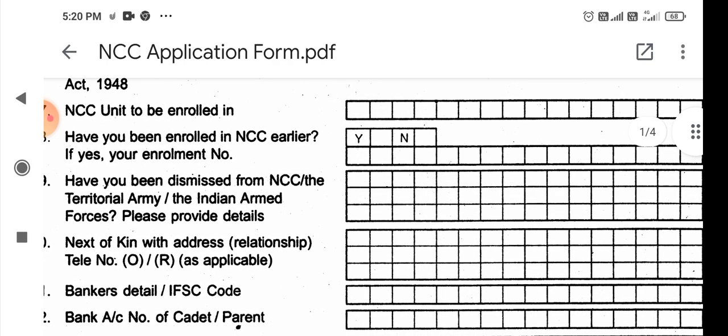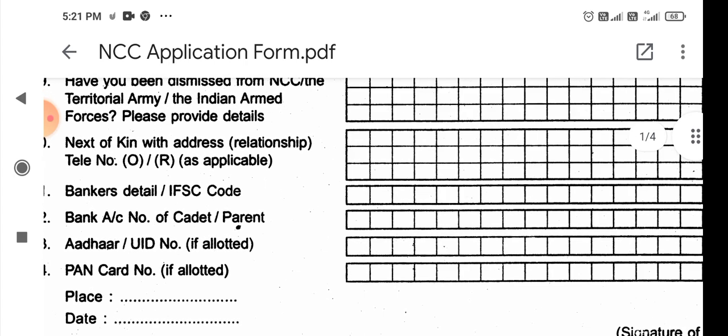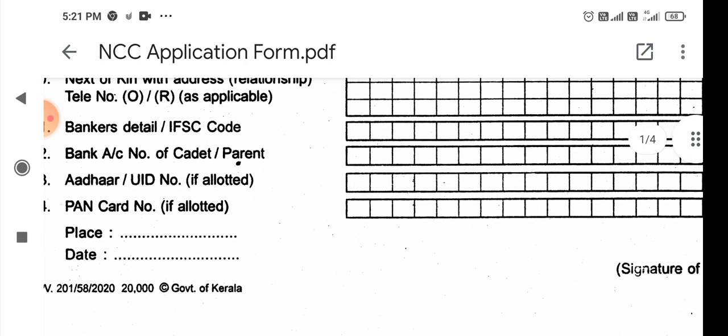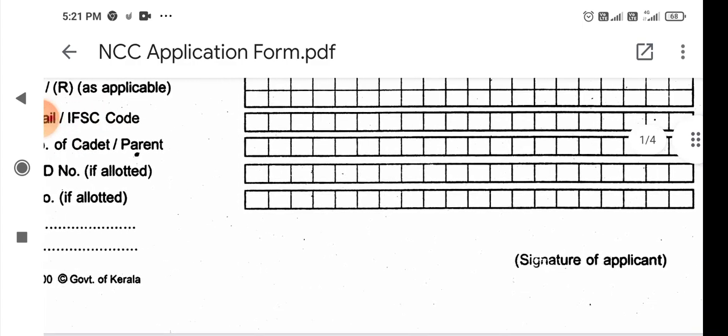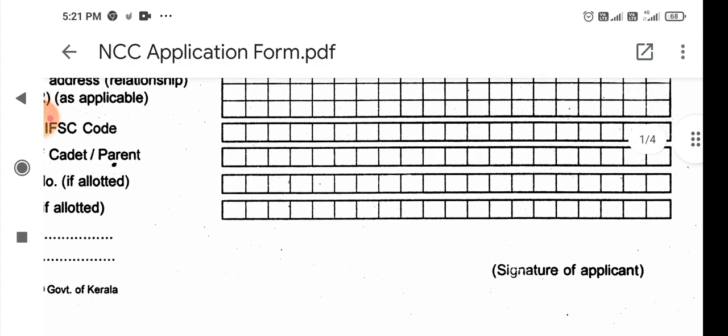Next one is, have you been dismissed from NCC, the Territorial Army, the Indian Armed Forces, etc. That's very important. Then next of kin with address and relationship is very important. Then your bank account details with IFSC code and bank account number are very important. Your Aadhaar number is important. PAN card is not required, but if you are willing to share your PAN card number, it's okay. Then place and date, and your signature is also important. This is the first column of the NCC application form.